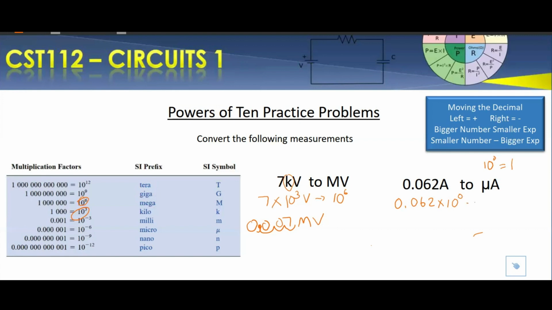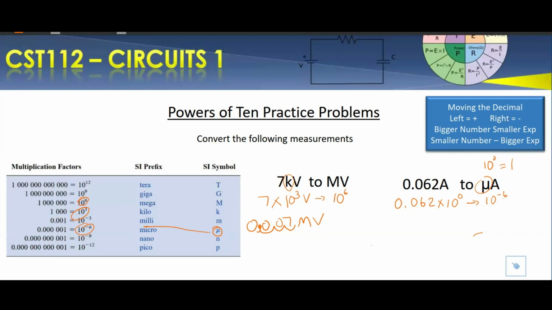And so I want you to convert it to microamps. So micro, if you look at the SI symbol for micro, which is right here, it goes over to 10 to the minus 6. So what are we doing with the exponent? We are going from 0 to minus 6. So we are making the exponent of the power of 10 smaller. So what do we do with the number? We need to make the number bigger.